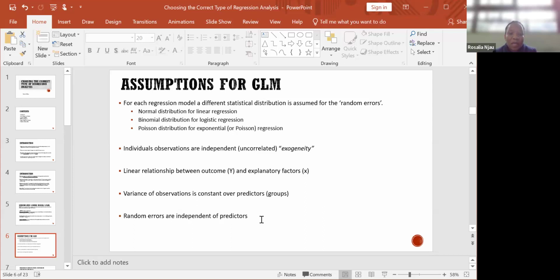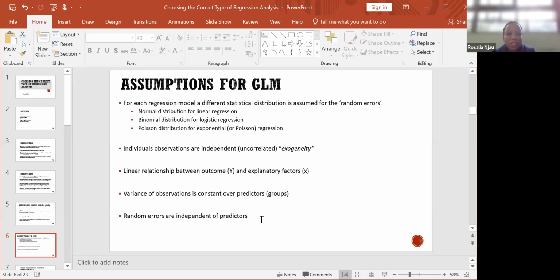individual observations are independent. That means that the probability of one event occurring in one observation is not dependent in any way on the probability of the event occurring in another. So they are independent. There's no correlation in the observations.